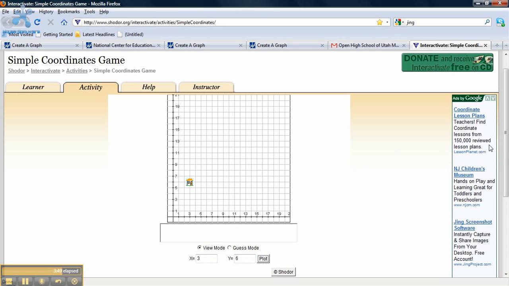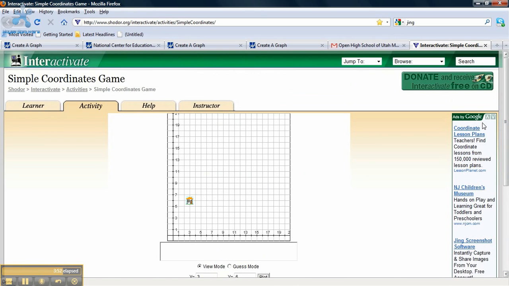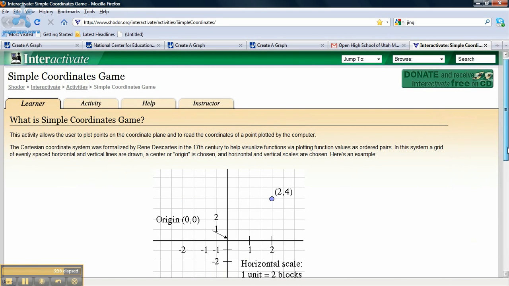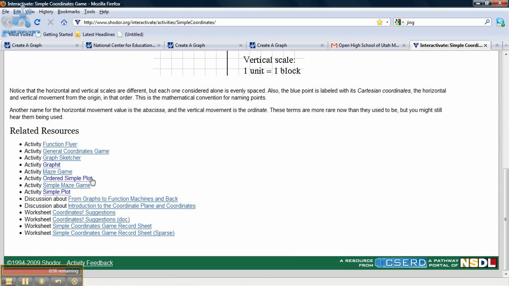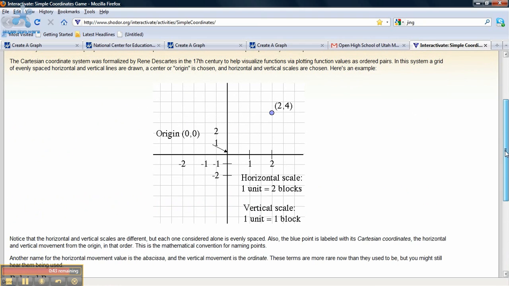There are many other games on this site that you can do. I went back to Learner and scrolled down. Here is Graphit. Here's Ordered Simple Plot. That's what we just did. There's Simple Plot. There's Graph Sketcher. There's a maze game. There's actually hundreds of activities here. I'm sure that we'll use it quite a bit. When you're practicing and reviewing graphs, you can start out basic until you understand the concept and then get more advanced. If you notice, in the practice activity we just did, we only worked in this quadrant. We can also graph negative integers as well as positive, and we'll come back to that during another review.